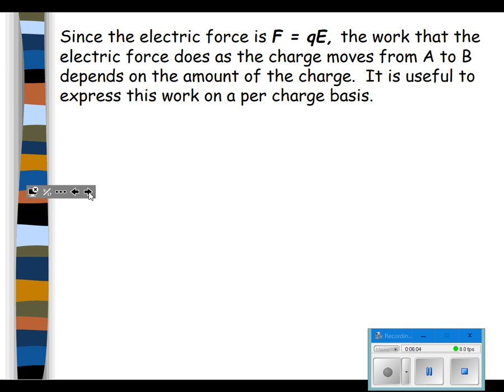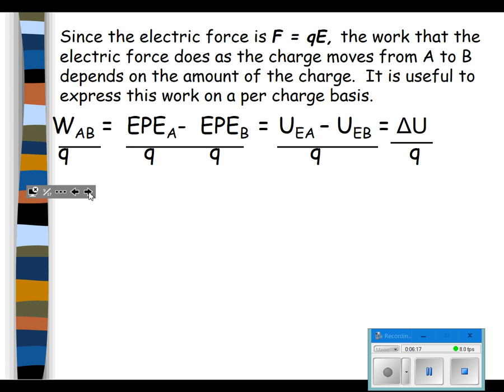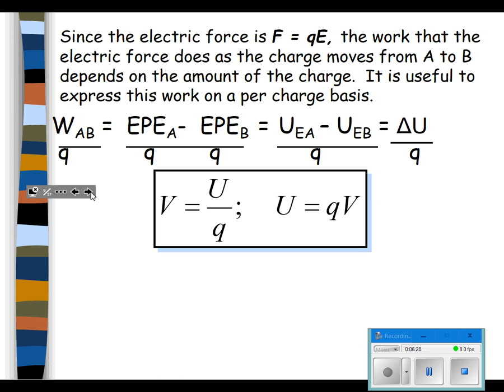Since the electric force is F equals QE, the work that the electric force does as the charge moves from point A to point B depends on the amount of the charge. It's useful to express this work on a per charge basis. So work over charge equals the change in potential energy over charge. That value is known as our V value, our voltage. So the work done on a charge is actually our voltage or our electric potential.